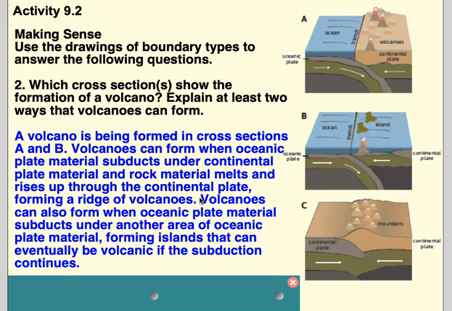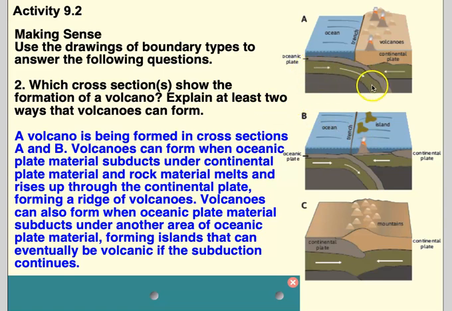Volcanoes can form when oceanic plates subduct under continental plate material, and rock material melts and rises up through the continental plate, forming a ridge of mountains. Volcanoes can also form when oceanic plate material subducts under areas of oceanic plate material, forming islands. Sometimes they'll call these island arcs, like the islands of Japan. So even though it says explain at least two ways, honestly, they're both the same way.